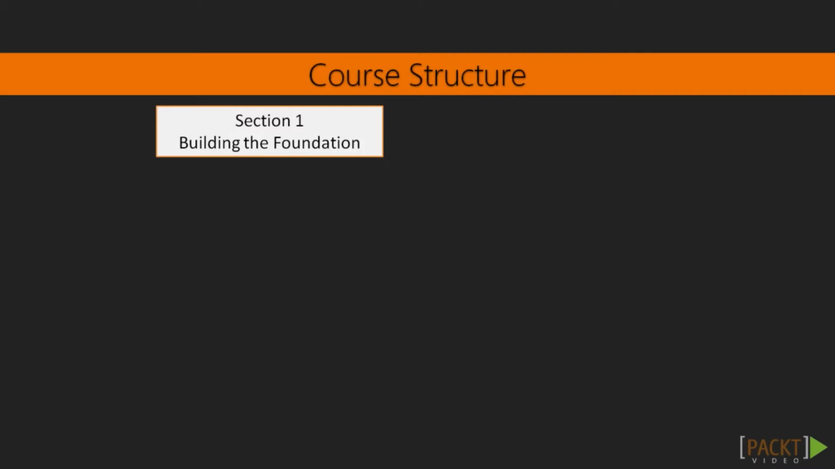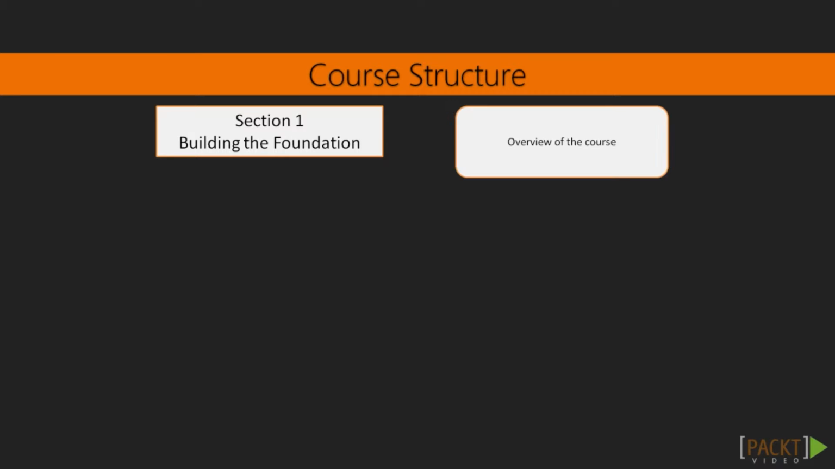Section 1, Building the Foundation, gives a high-level introduction of Cassandra. We'll look at the overview of the course that we'll be watching now. Then we'll look at Cassandra's high-level architecture and some of its important concepts. Data modeling is the most important thing in using Cassandra, and it makes Cassandra different from others. The unique features provided by its data model are supplemented to finish Section 1.